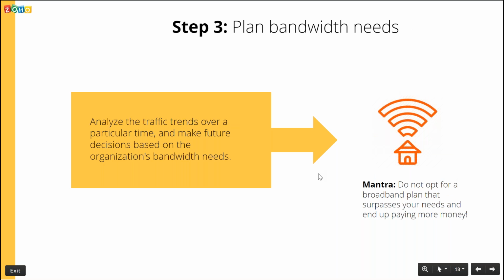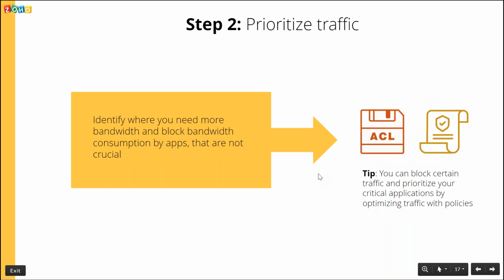Next, we have the option to prioritize traffic. So for example, in one network, there are multiple people who are using business critical applications, and there will be some who will be using other networks, other social sites, maybe for entertainment. Now, I'm not saying that entertainment is absolutely not necessary, but sometimes when you are running a business, you'll have to give importance to your business critical applications over entertainment.